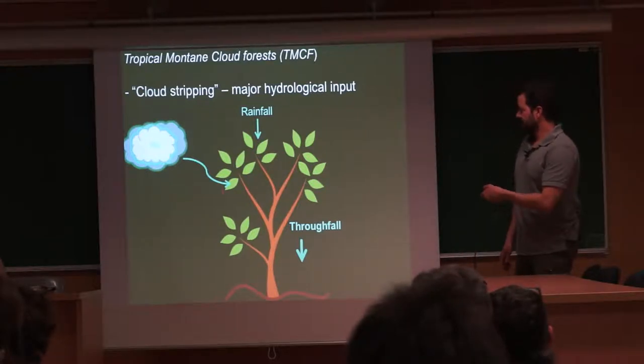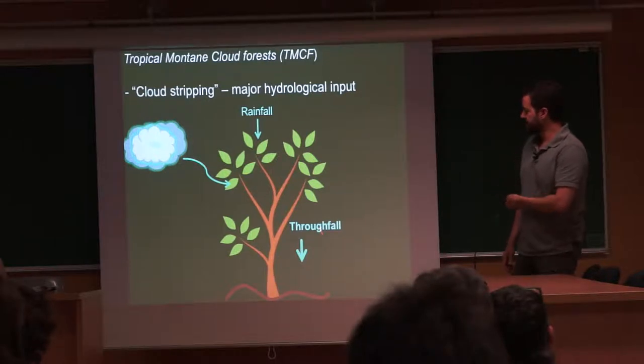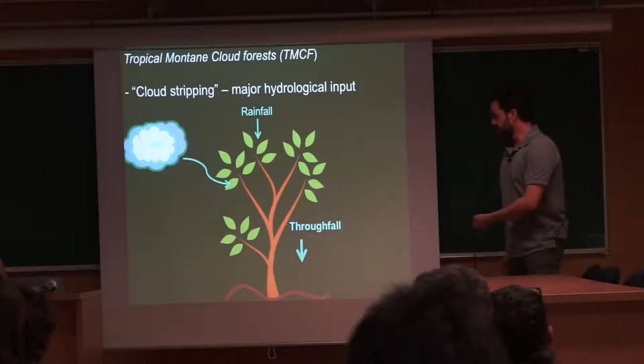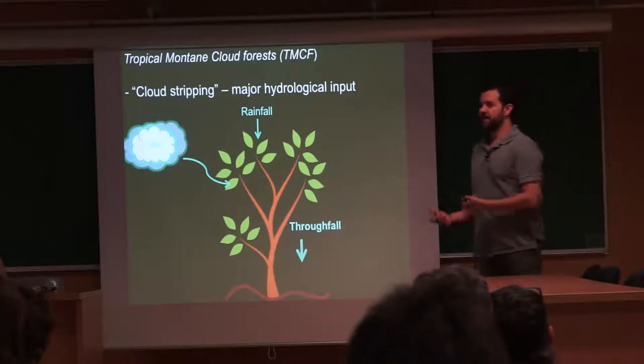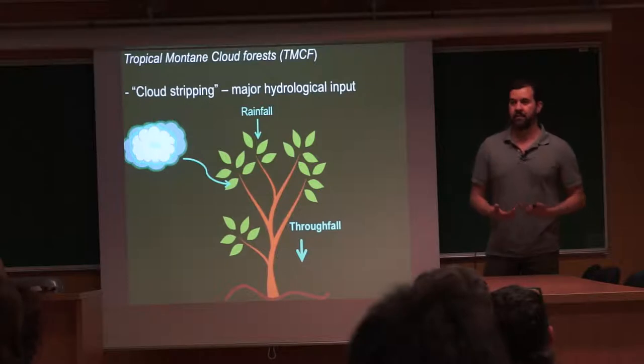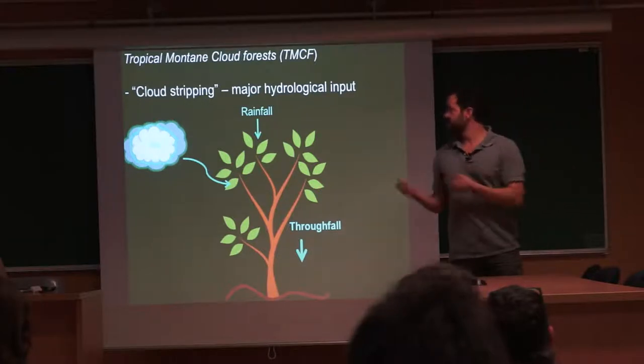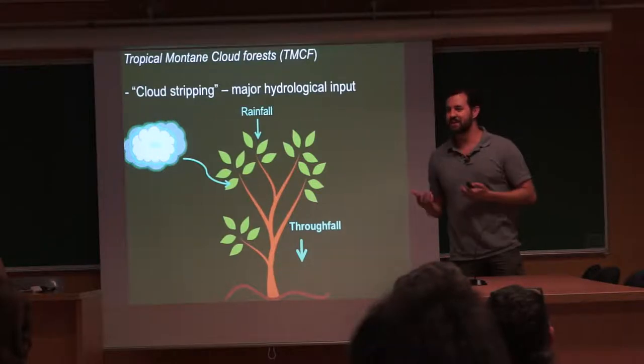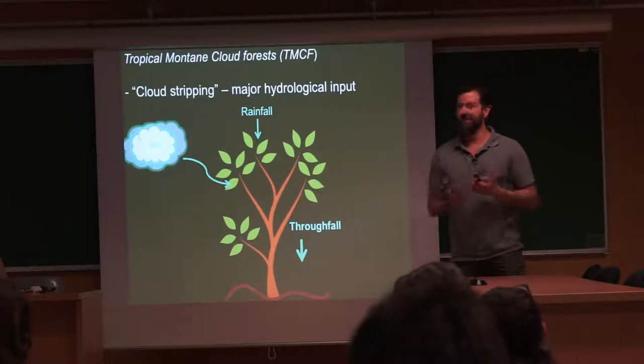This is exactly what usually happens. Most of the fog, when it's intercepted by the vegetation, falls via throughfall to the soil, so it can recharge the soil. So these forests play a very important hydrological role. Okay, they really intercept, they strip these clouds, and they contribute a lot to the hydrology of this region.